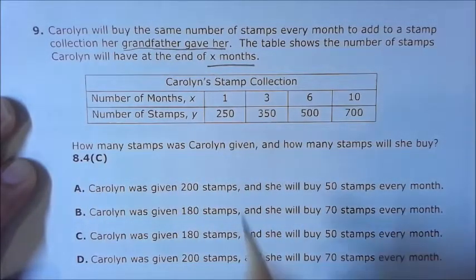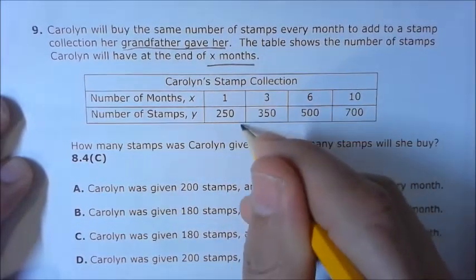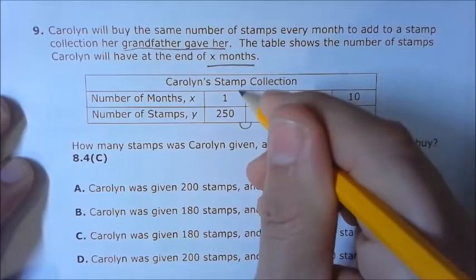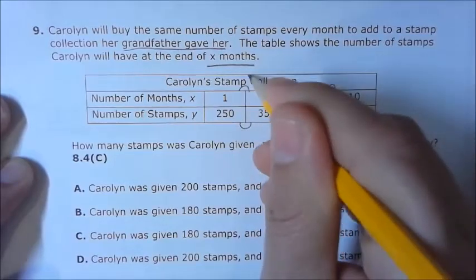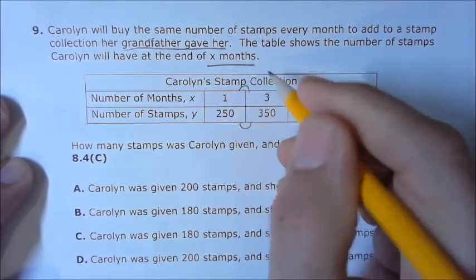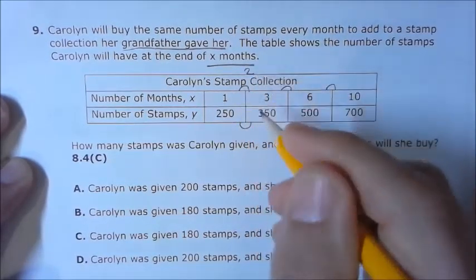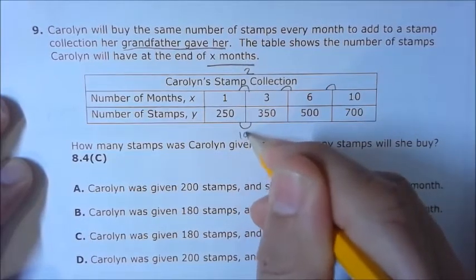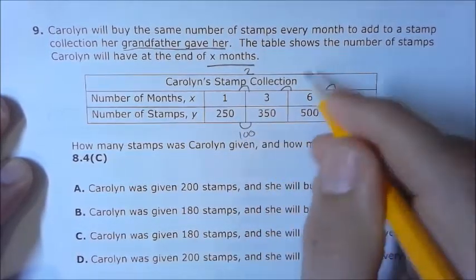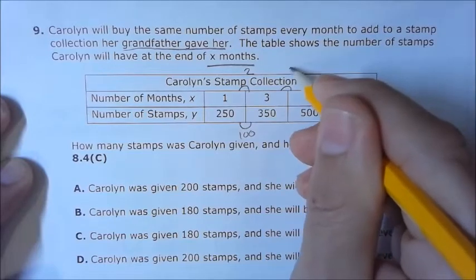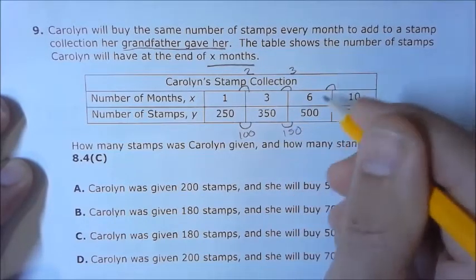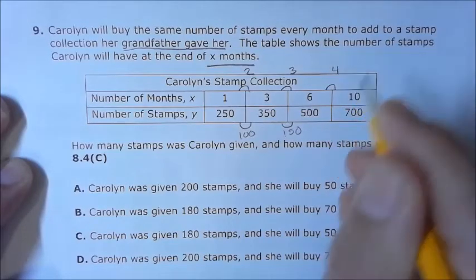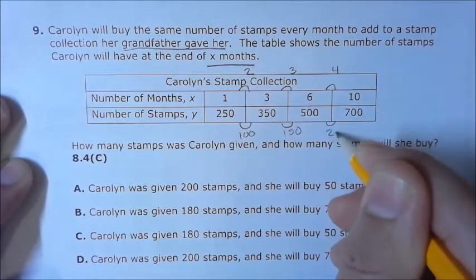Now what I've seen a lot of you do that was really good is a lot of you started right off the bat looking at your rate of change. And I like that because that's a sensible thing to do. So what we can do is say from 1 to 3 months, we had a period of 2 months that changed. We increased by 100 stamps. Then we had 3 to 6 months. We had a period of 3 months and we increased 150 stamps. And then from 6 to 10 we had a period of 4 months and we increased by 200 stamps.